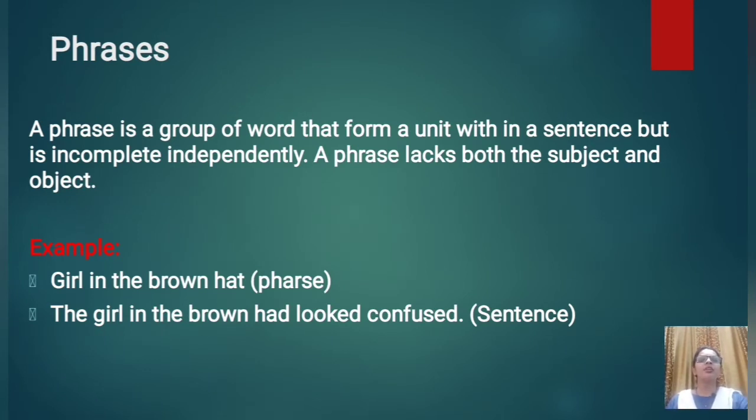Now next is our phrases. What is a phrase? A phrase is a group of words that forms a unit in a sentence but is incomplete and cannot stand independently. A phrase lacks both the subject and the object, meaning in a phrase there is no subject and no object. For example, you see, the girl in the brown hat. That is a phrase. There is no meaning. The girl in the brown hat looked confused. So that is a sentence.